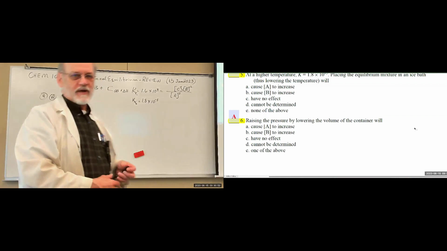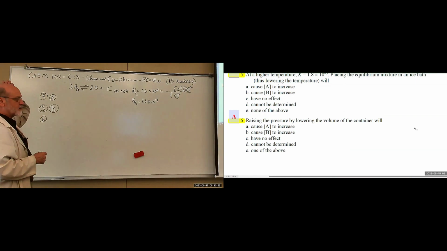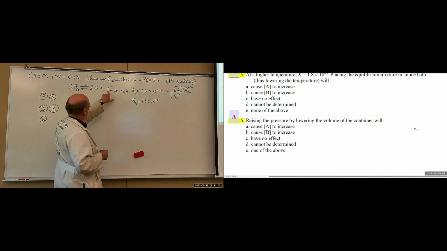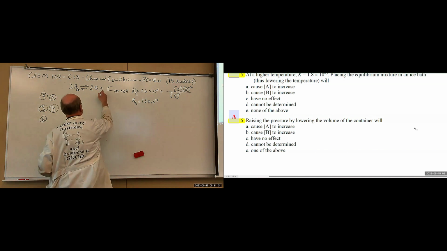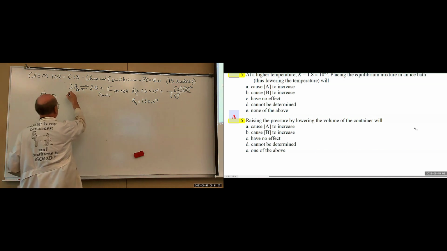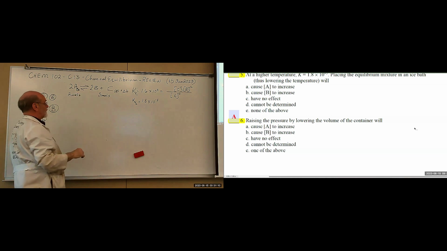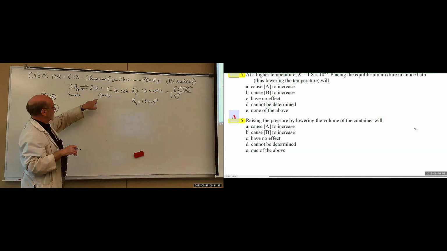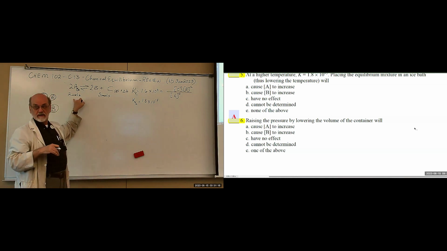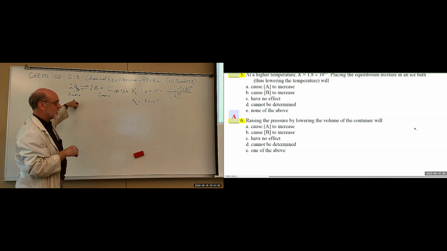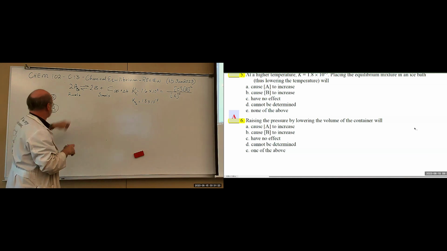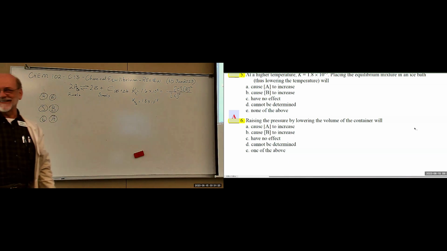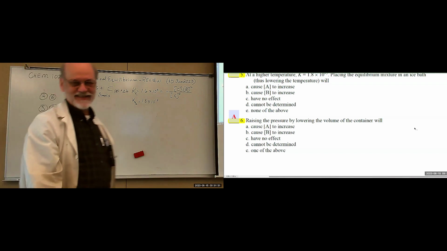Okay, how about pressure? If we raise the pressure by lowering the volume of the container, well, let's see, we've got 1 mole here and 2 moles there. That means 3 moles on this side and 2 moles on this side. Right, so at equilibrium, if we increase the pressure, the side with fewer moles is going to be favored. So it will move to the left and produce A, causing A to increase. Okay. That was the easy one. All right.